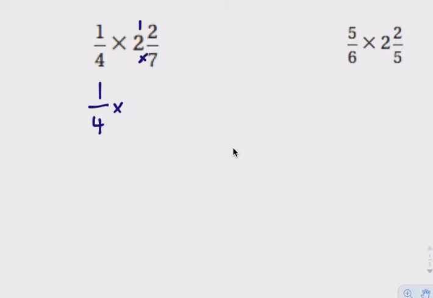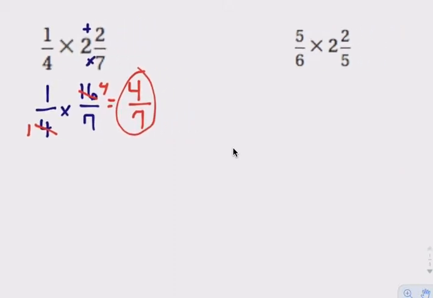denominator times whole number plus the numerator. So 7 times 2 is 14, plus 2 is 16, everything over 7. Now this is where we look at it and ask, can I cross cancel? Yes, 4 and 16 share a common factor of 4. 4 divided by 4 is 1. 16 divided by 4 is 4. So 1 times 4 is 4, and 1 times 7 is 7. So 1/4 of 2 and 2/7 is equal to 4/7. And there's our answer.